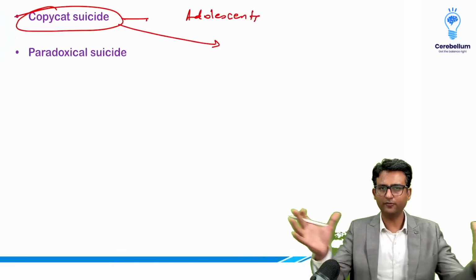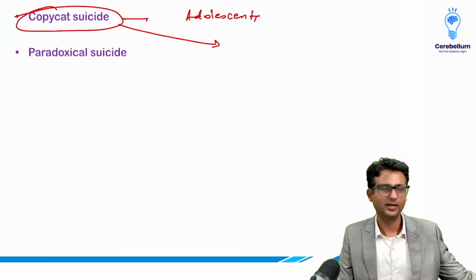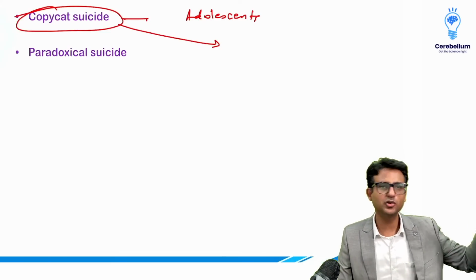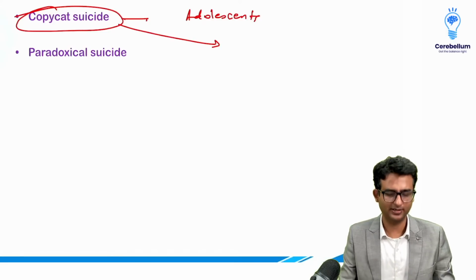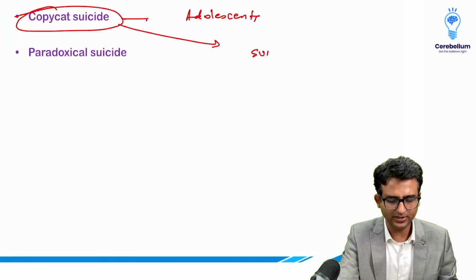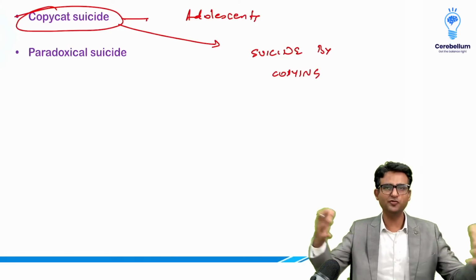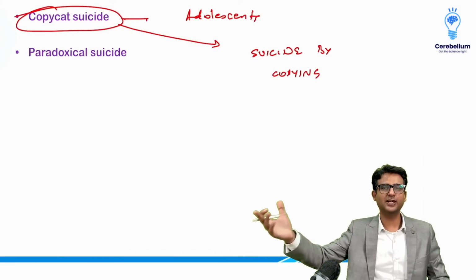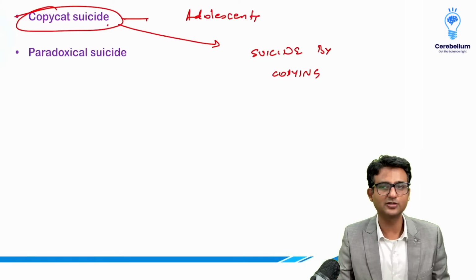What is copycat suicide? Say there are a group of adolescents and one member of their group died by suicide, and just to copy him, just to emulate that person, another person from that group dies by suicide. Basically suicide by copying others. Or say there's a famous rock star or movie star, very famous, huge fan following, that person dies by suicide, and just by looking at him somebody else also dies by suicide. That is called as copycat suicide.